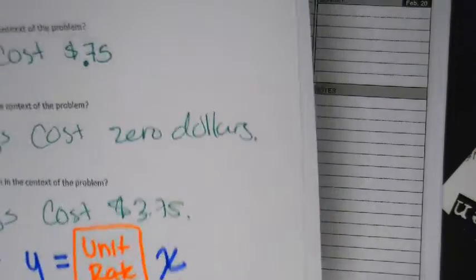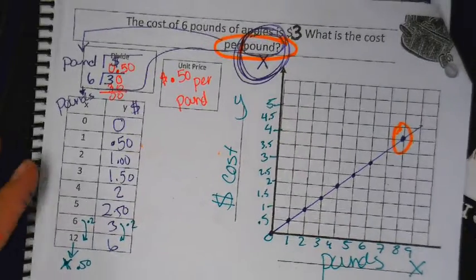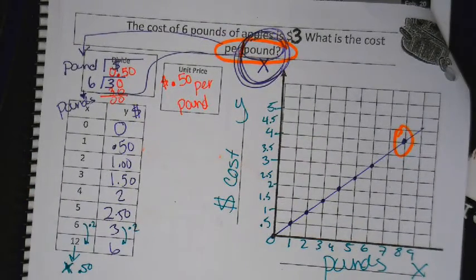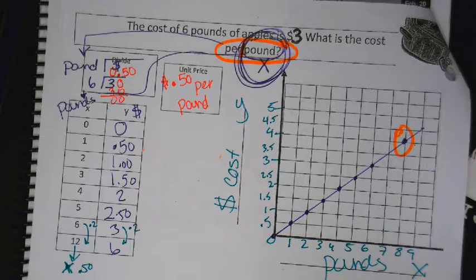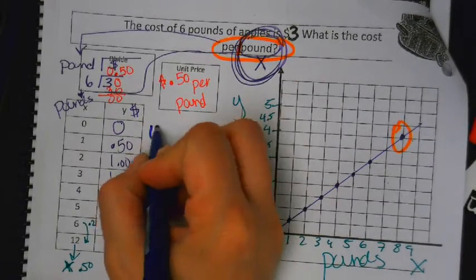Okay, flip back to page 5. We're going back in time. We're magical that way. What is my equation for page 5? What do we start with? Y. Good. Equals?